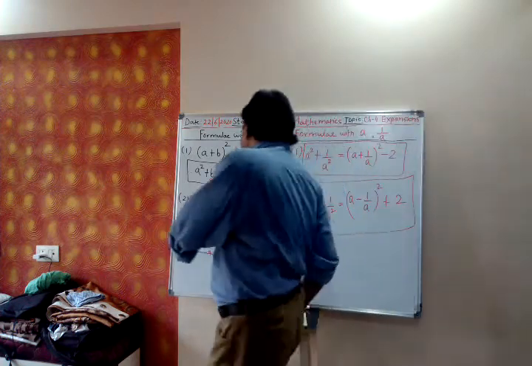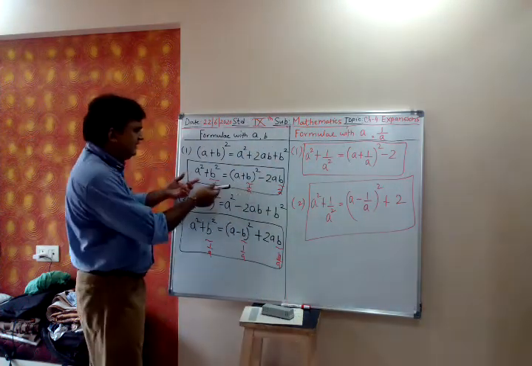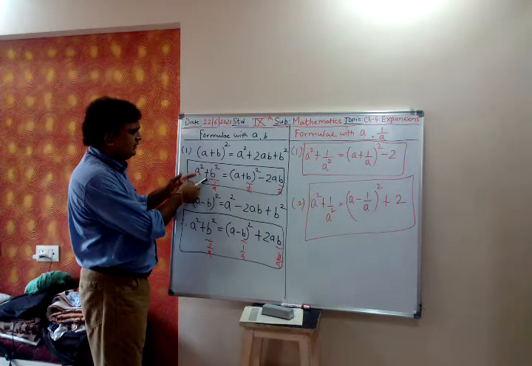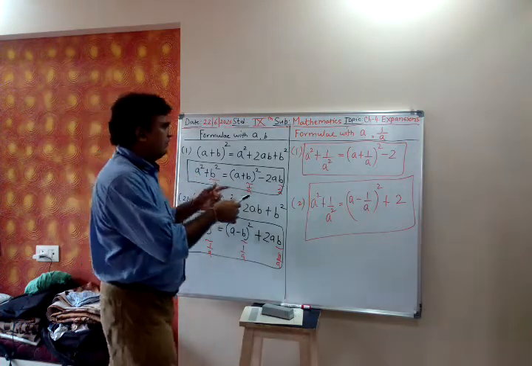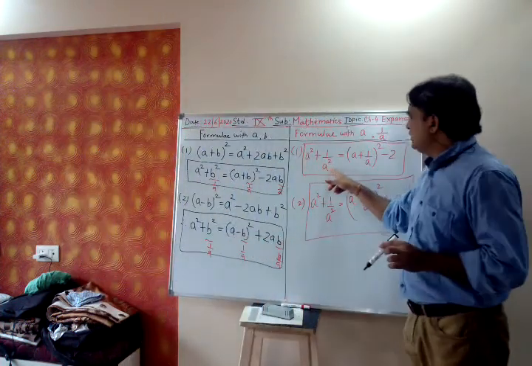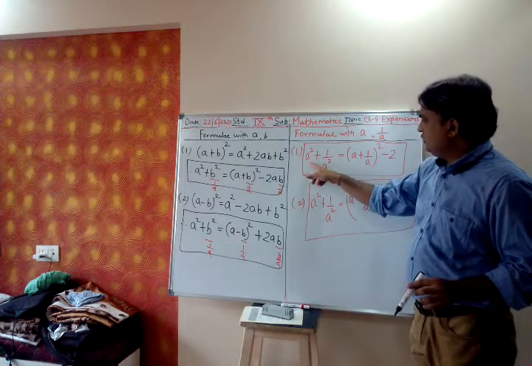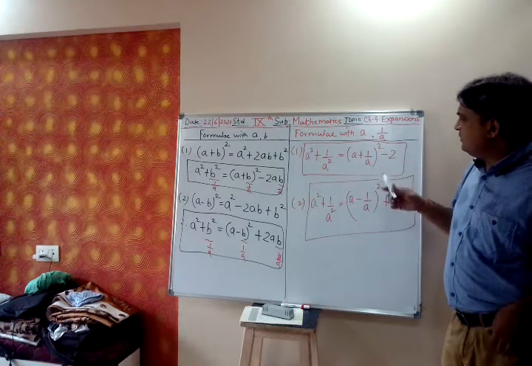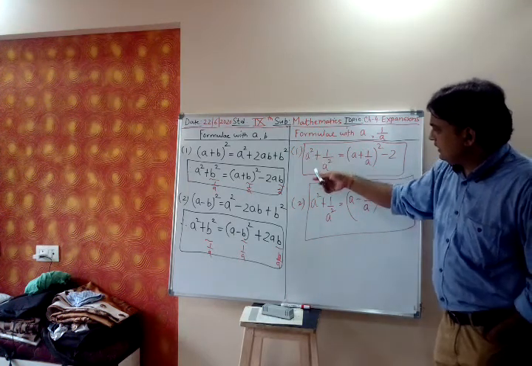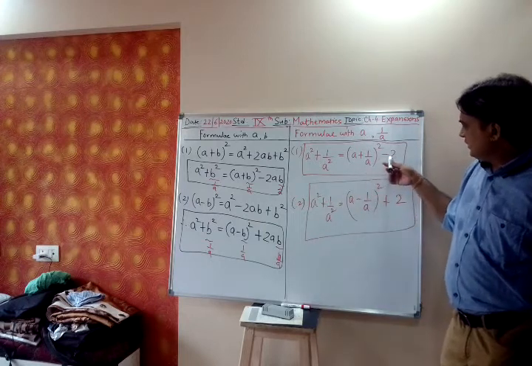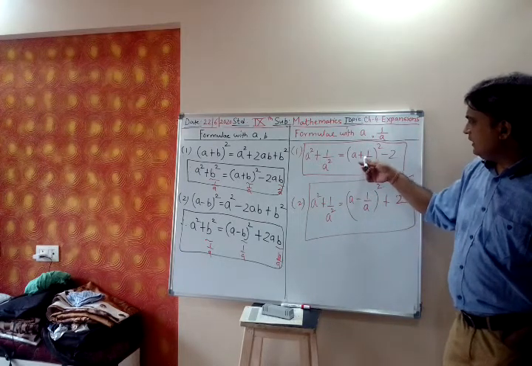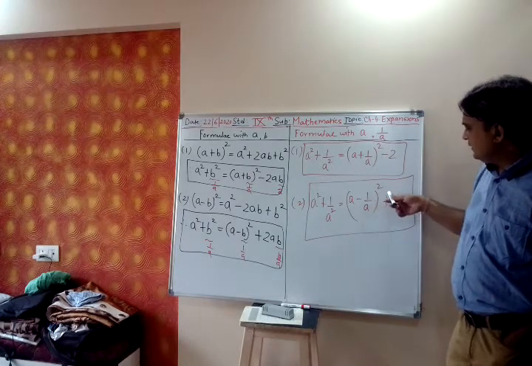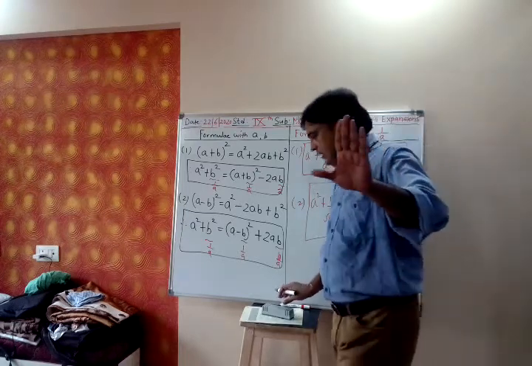Why is there minus sign? See here. There it is a square plus 1 upon a square. There also, it is a square plus 1 upon a square. Where it is given minus, there it is minus. Yes, because when inside bracket we have plus, outside we have minus. When inside bracket minus, yes, see here.